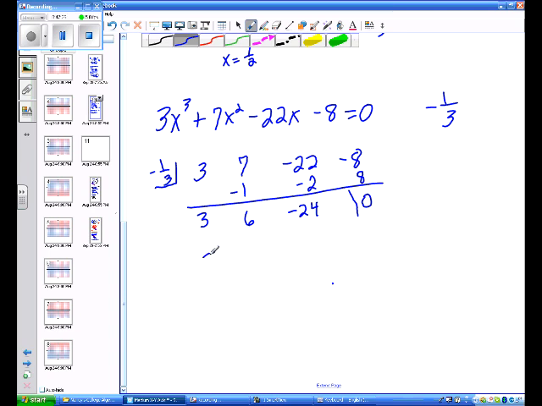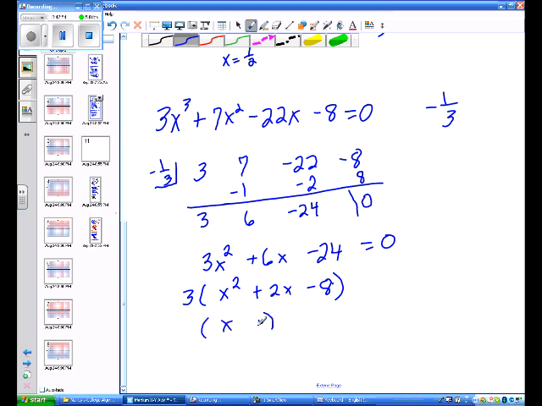Now what I have left is 3x squared plus 6x minus 24. And I want to simplify this. Well, I could factor this. There's a common factor of 3. So let me factor out the 3 and have x squared plus 2x minus 8. And then, oh, my coefficient's 1. What are factors of 8 that subtract to be 2? Well, 4 and 2. Signs are different. The larger one's a plus.